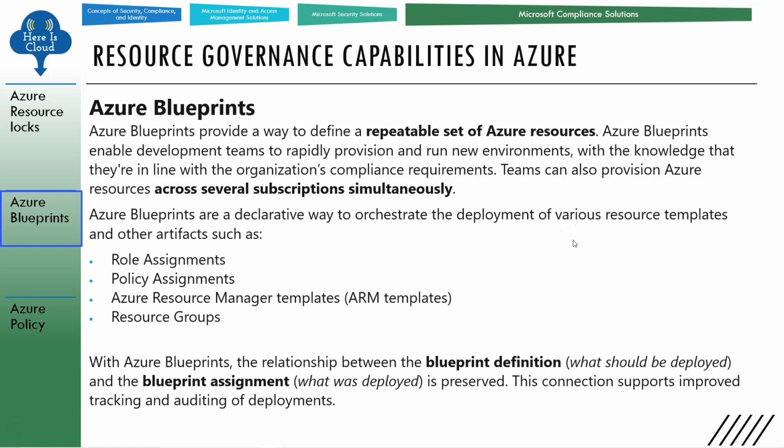So Blueprints are a declarative way to orchestrate the deployment of various resource templates and other artifacts such as role assignments, policy assignments, ARM templates, and resource groups. With Blueprints, the relationship between blueprint definition, that is what should be deployed, and blueprint assignment, what was deployed, is preserved. This connection supports improved tracking and auditing of deployments. So Blueprints are a good way to create a repeatable set of Azure resources, especially for deployment.